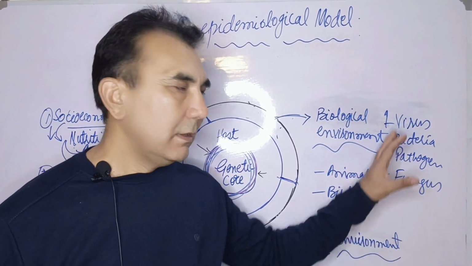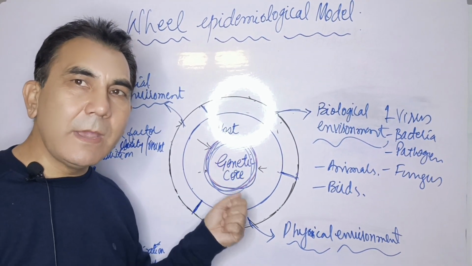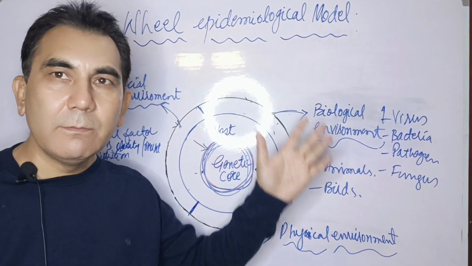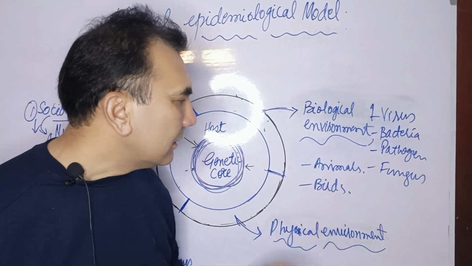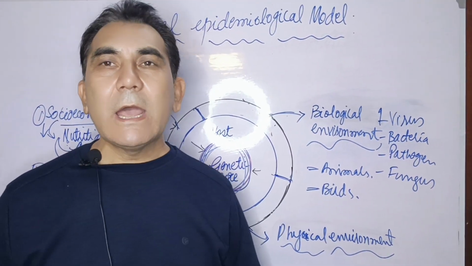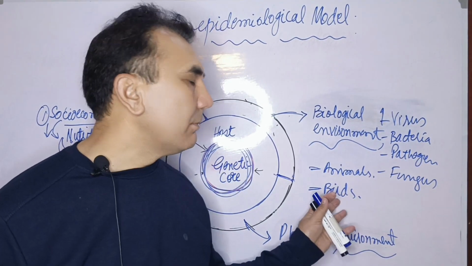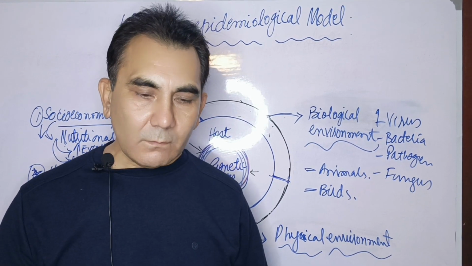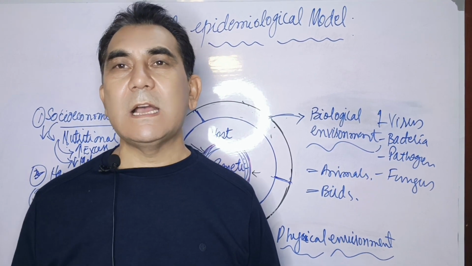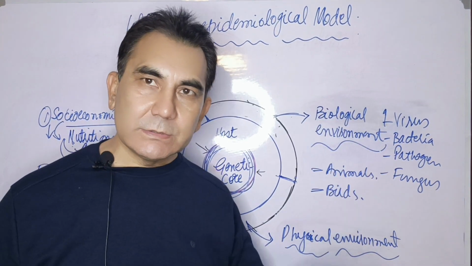If you control these biological factors, you can prevent the host genetic makeup from mutations, and ultimately you will prevent or decrease disease. Now, another factor in the biological environment is birds. Different types of viruses and bacteria colonize or increase through birds as well, just like the bird flu. The bird flu is transmitted from birds to human beings, and the virus has converted into H1N1.